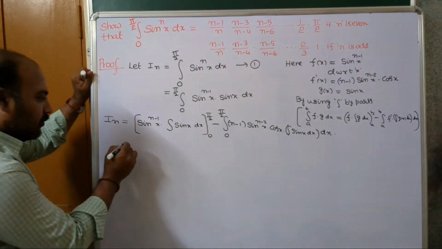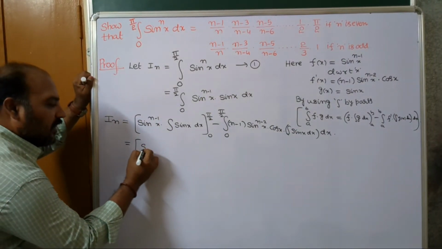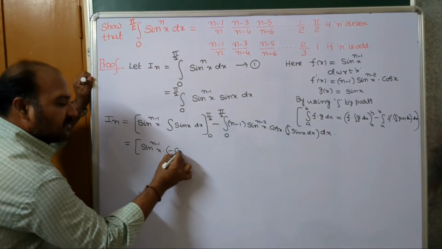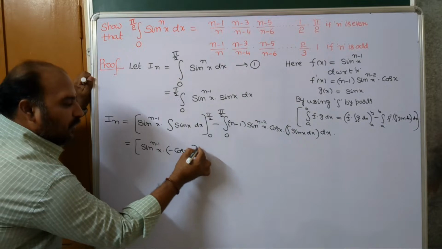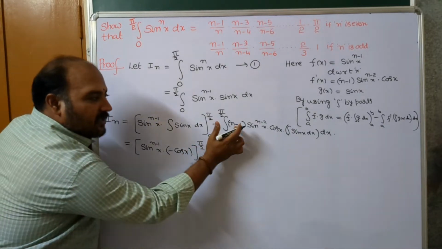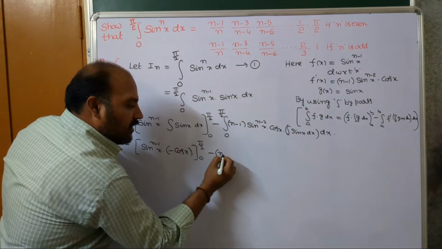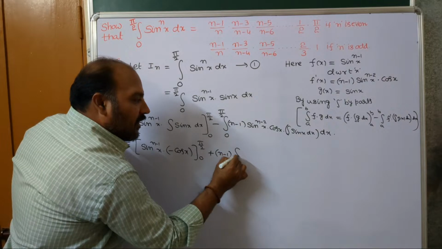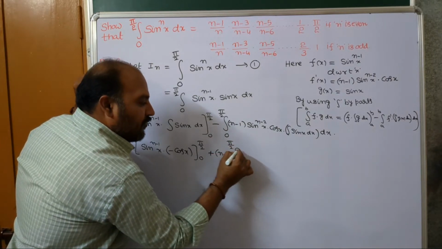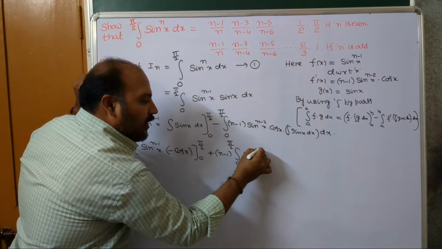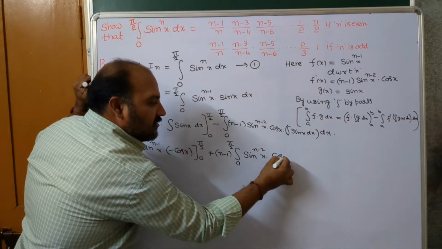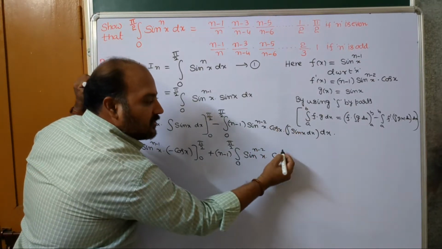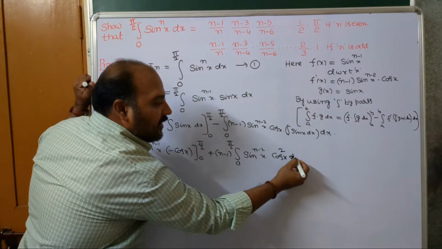Okay. Now sine power n minus 1 x, integral sin x is minus cos x, applying the limits 0 to pi by 2, then n minus 1 constant, minus n minus 1. Integral sin x is minus cos x. Already minus is there, so plus. Integral 0 to pi by 2 sin power n minus 2 x into cos x. Integral sin x is minus cos x; minus I have already taken. Cos x into cos x is cos square x into dx.